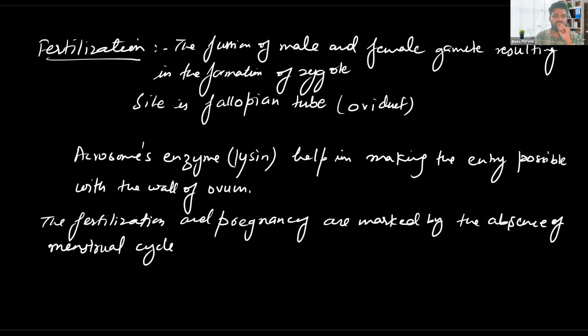It goes from one cell to 2, 2 to 4, 4 to 8, 8 to 16, and they just keep on dividing by the process of mitosis. In the formation of a solid mass of cells, we call it morula. What do we call it? Morula. Or we call it blastomere. You can say blastomere, blastocyst.